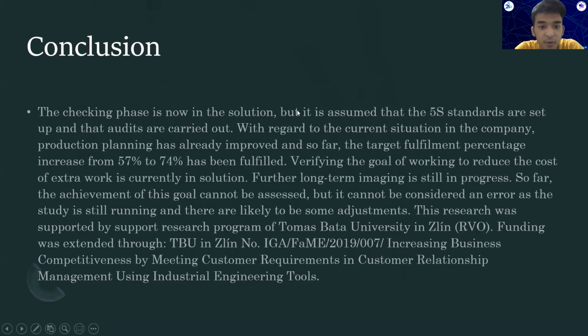The checking phase is now in solution, but it is assumed that the 5S standards are set up and the audits are carried out. With regard to the current situation in the company, production planning has already been improved, and so far the target fulfillment percentage has increased from 57% to 74%. Verifying the goal of reducing the cost of extra work is currently in solution. Further long-term monitoring is still in progress. So far, the achievement of this goal cannot be assessed, but it cannot be considered an error as the study is still running and there are likely to be some adjustments.